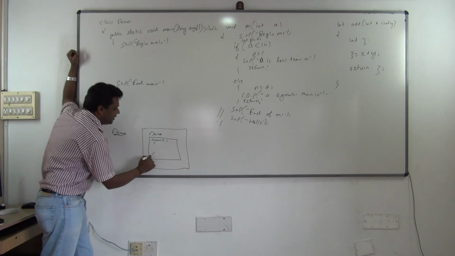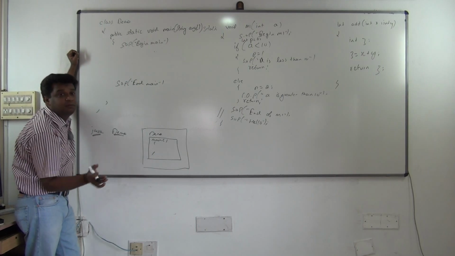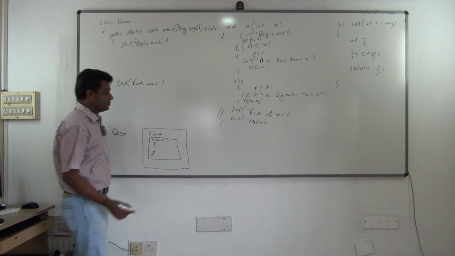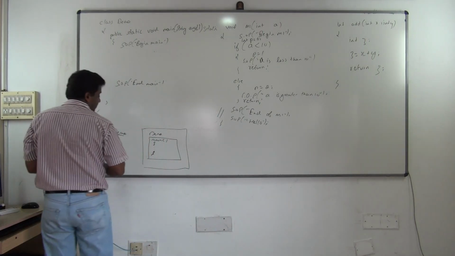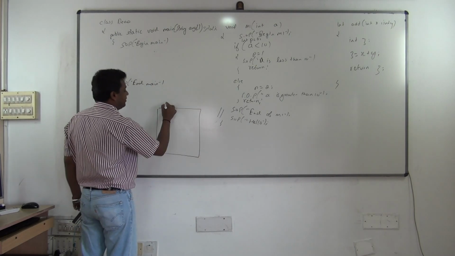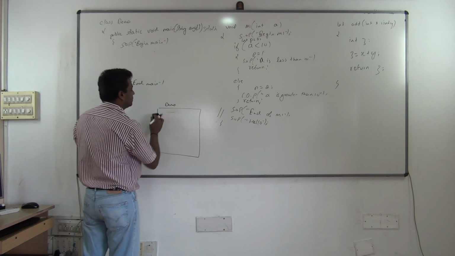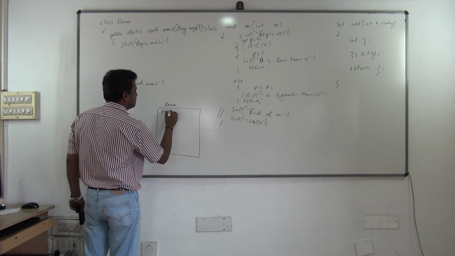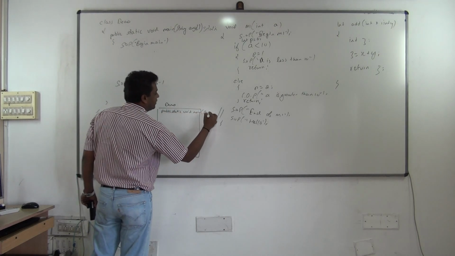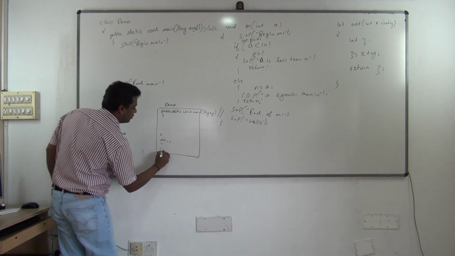Now, when the main method starts execution, main can go on calling other methods. A stack will be built. So main will be the starting point of execution and the last point of execution. You can have other methods like this. Supposing this is your Demo class, and you have public static void main, String args. You might have other methods, M1, M2, all these methods you might have.